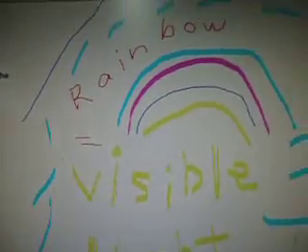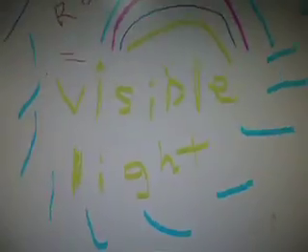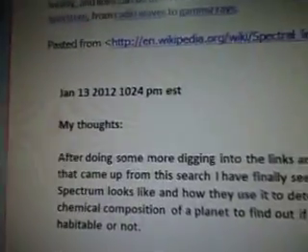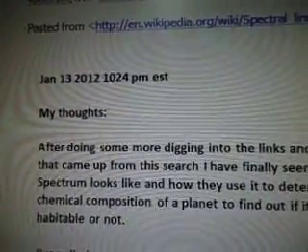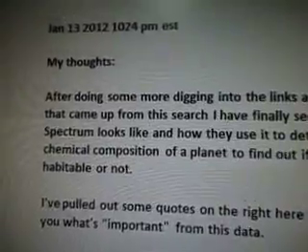So this is my little picture. When we look at a rainbow, we get to see visible light. Okay, that's a good example of visible light. So we'll go over my thoughts here. January 13, 2012, 10:24 p.m. Eastern Standard Time. My thoughts.